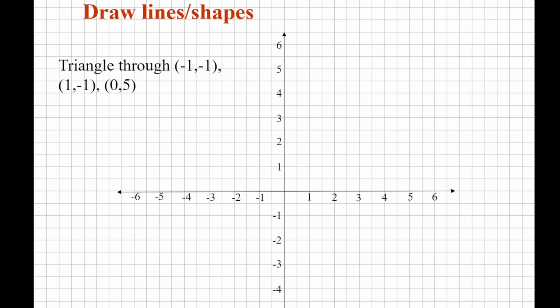To plot the triangle that passes through the points -1, -1, 1, -1, and 0, 5, we first locate the point -1, -1. Next, we plot the point 1, -1, and finally we plot the point 0, 5. Now, we draw the lines connecting these points to complete the triangle.